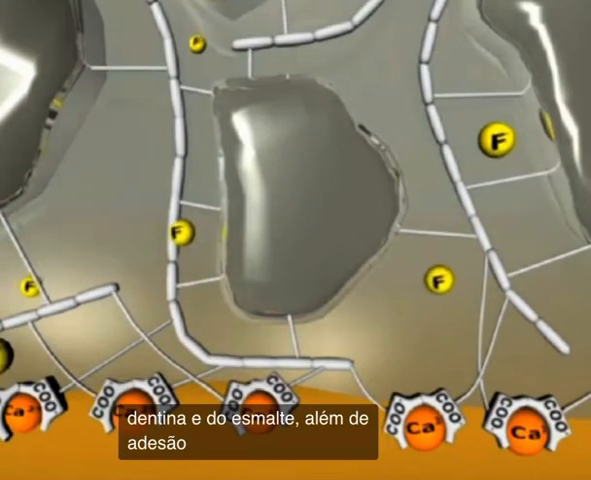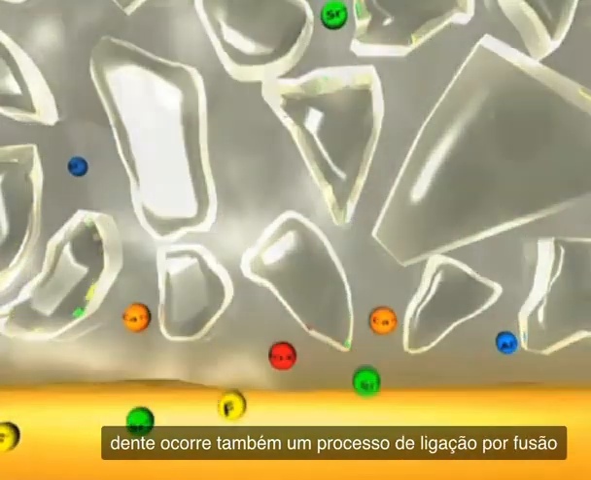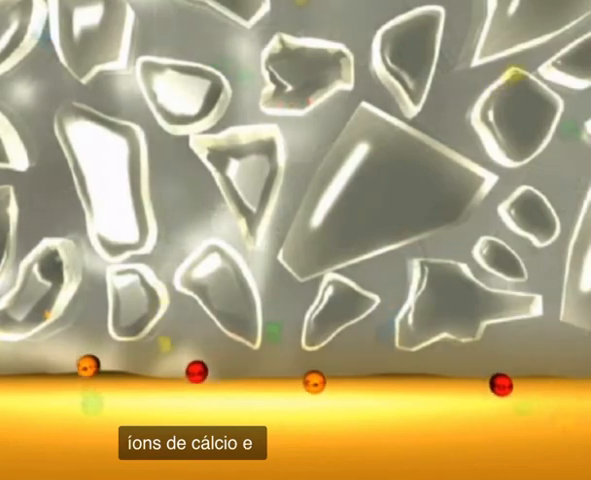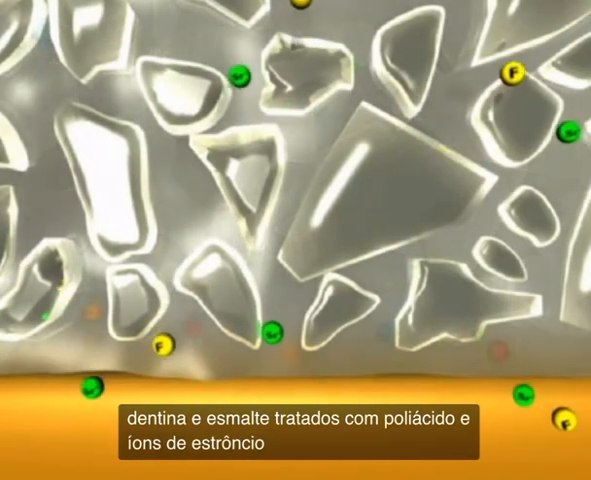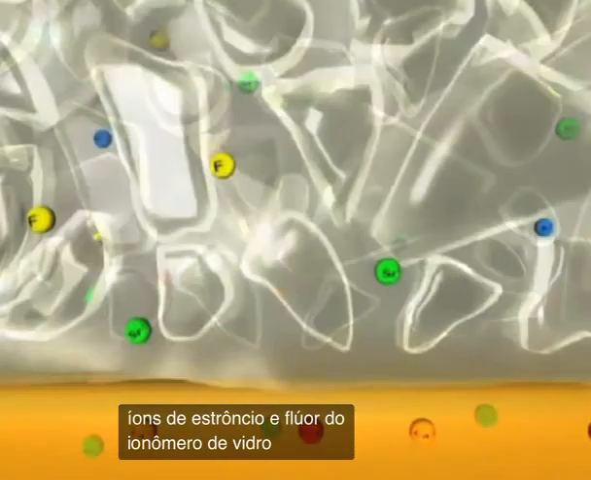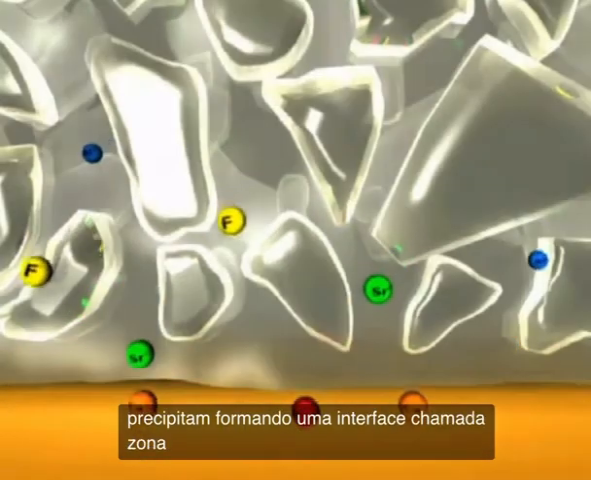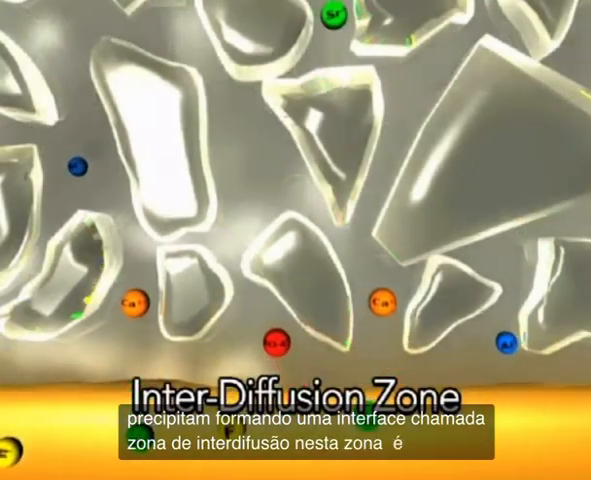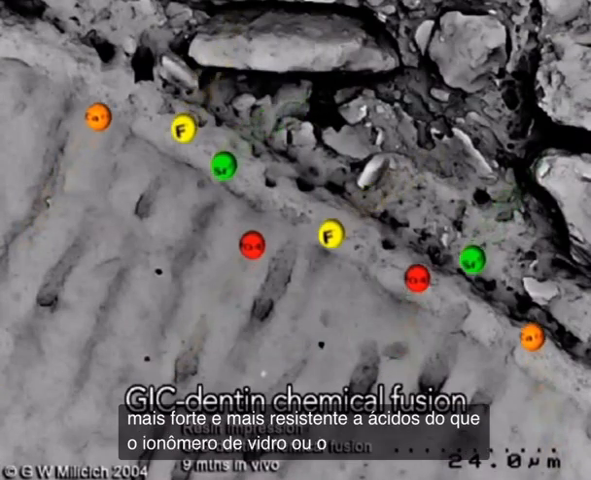In addition to chemical adhesion to calcium in the tooth, a fusion bonding process takes place as well. Calcium and phosphate ions from the polyacid-treated dentin and enamel, and strontium and fluoride ions from the unset glass ionomer intermix and precipitate, forming an interface called the interdiffusion zone. This zone is stronger and more acid-resistant than either the glass ionomer or the tooth.